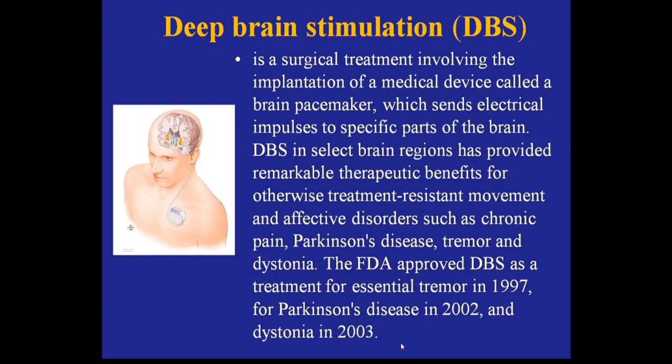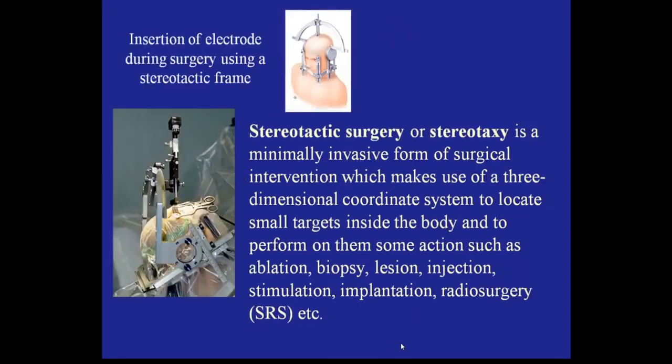One of them is deep brain stimulation, DBS, surgical treatment involving the implantation of a medical device called a brain pacemaker, which sends electrical impulses to specific parts of the brain. DBS in select brain regions has provided remarkable therapeutic benefits for otherwise treatment-resistant movement and affective disorders such as chronic pain, Parkinson's disease, tremor, and dystonia. The FDA approved DBS as a treatment of essential tremor in 1997, for Parkinson's disease in 2002, and dystonia in 2003.